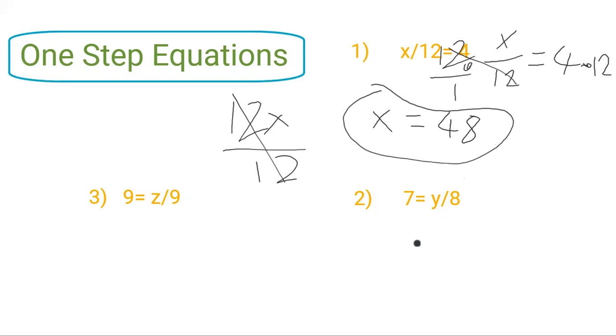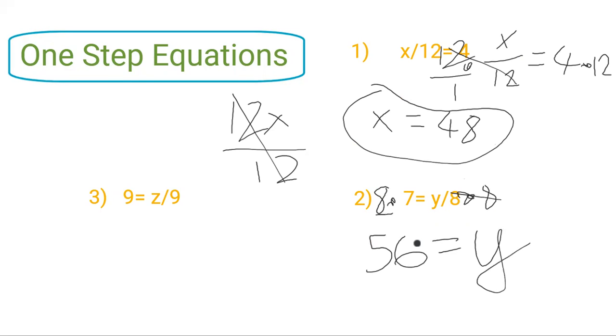Okay, for the second question, we need to do what number divided by 8 equals 7? In order to do that, you need to multiply by 8 on both sides to get this denominator out of the way and just make it y. So do it on both sides. That's 56 equals y, these cancel out. So y equals 56. That's the answer.